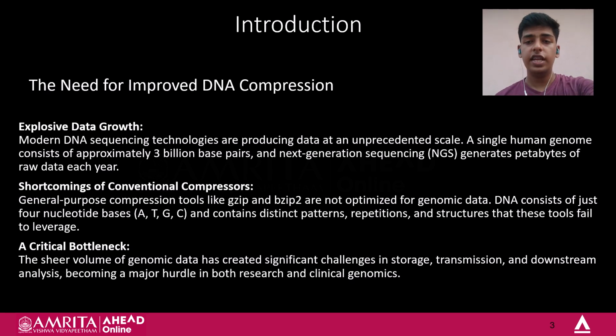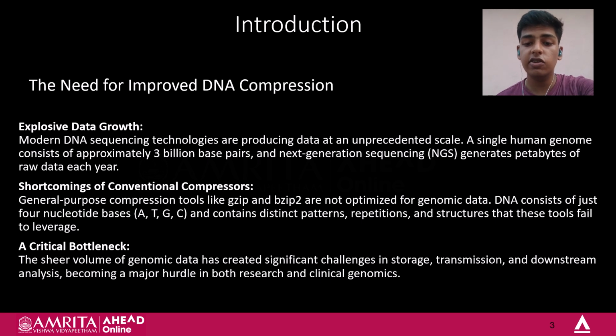So modern DNA sequencing technologies are generating data at an unprecedented scale. To put it into perspective, a single human genome contains around 3 billion base pairs and NGS is producing petabytes of data each year. So 1 petabyte is like 1000 terabytes, that is equivalent to 1000 hard drives, right? Traditional compression tools like GZIP or BZIP2 were not designed with this kind of biological data in mind.